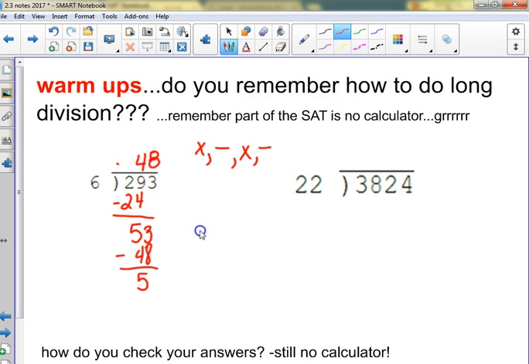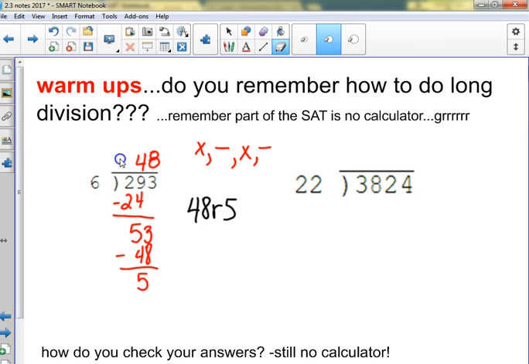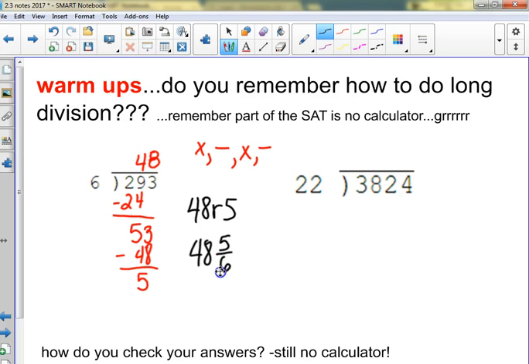But I want to talk about how you would check this and or write it as an answer. There's several ways. When you were first learning this, you wrote 48 remainder 5, right? Oh, there's no decimal. Yeah, that's my scrap. It was 293. So it's 48 remainder 5. Later on, did you learn maybe to write it as 48 and 5/6? Do you remember this? The remainder goes over this.